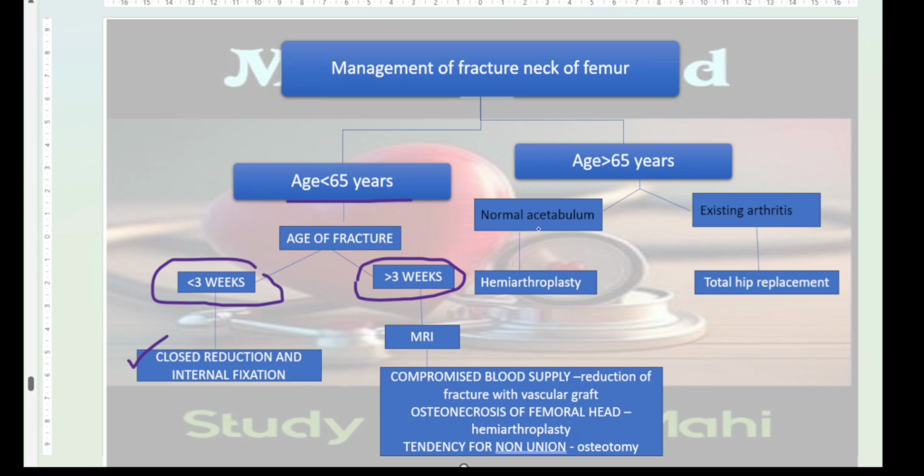Now let's move towards if the patient is more than 65 years of age, then we have to look at the condition of acetabulum. If the normal acetabulum is present, then we go for hemiarthroplasty. And if there is an existing arthritis, then we have to do the total hip replacement. Now let's move towards the other question.